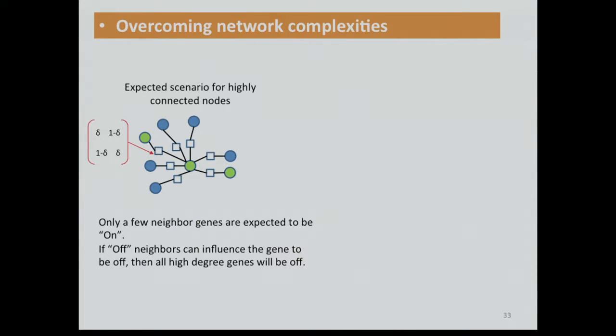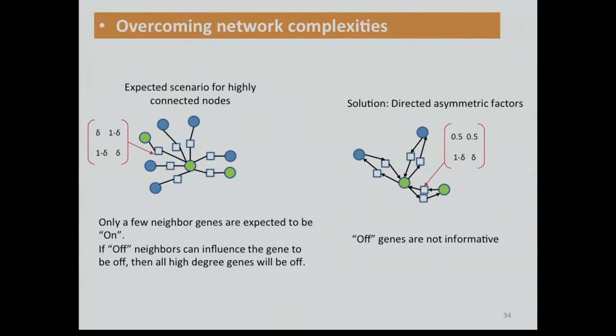This is what it looks like. So the off genes, we are trying to make it so that they are not informative. If the neighbor is off, then your probability of being on and off is 50%, or however low the prior is. If the gene is on, then it matters. Then that information gets propagated, and we have this delta parameter, which is also pre-computed based on the degree.